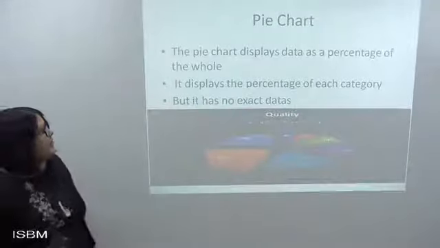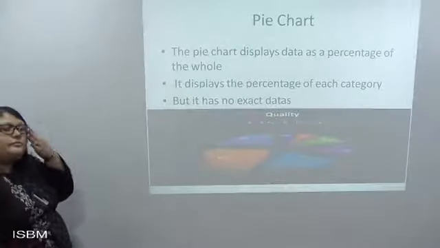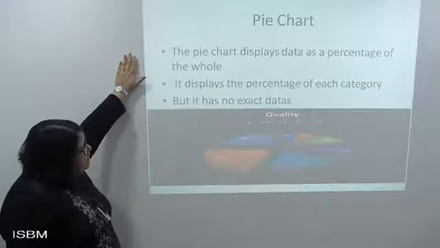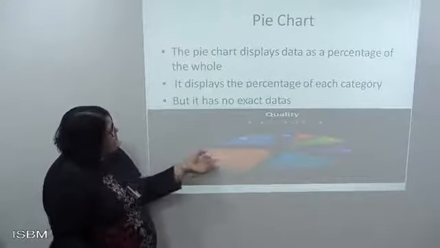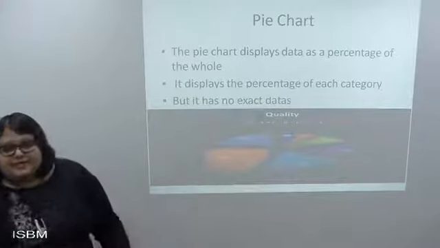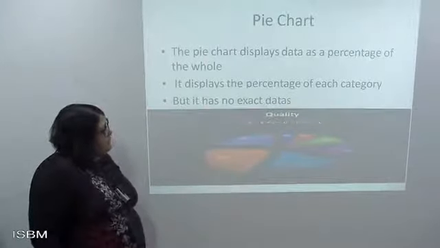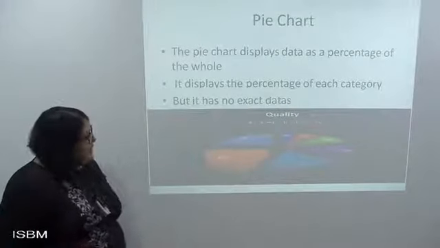The next is your pie chart. Now the pie chart is a chart which will display data as a percentage of the whole. It displays the percentage of each category, but it has no exact data.